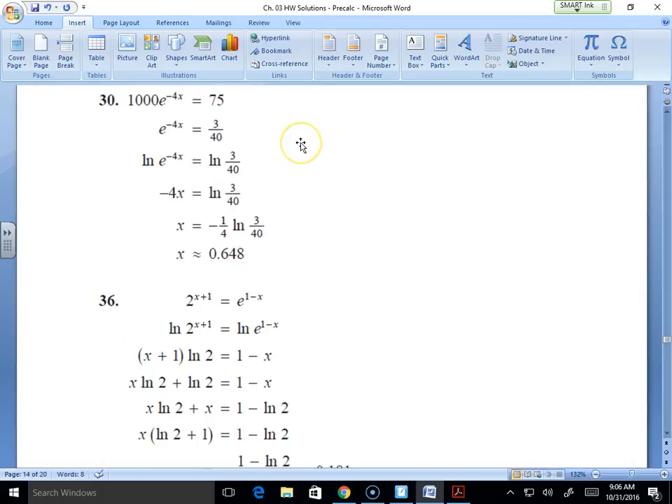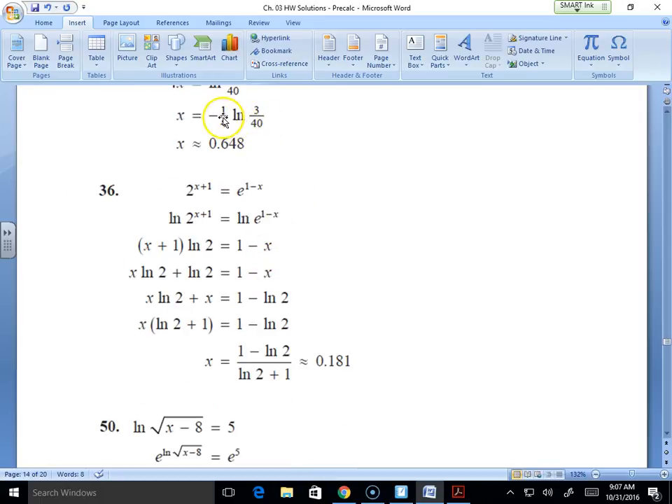Number 30. Look to the decimal first. Remember, that's why we were doing decimals. And then you can look back at the form that they have. Negative 1/4 ln of 3 over 40. But look at the decimal first. 0.648. This one, hopefully you did use ln. He was the easiest because ln of e cancels out, divide by negative 4. So remember, this might be written differently. Check the decimal.